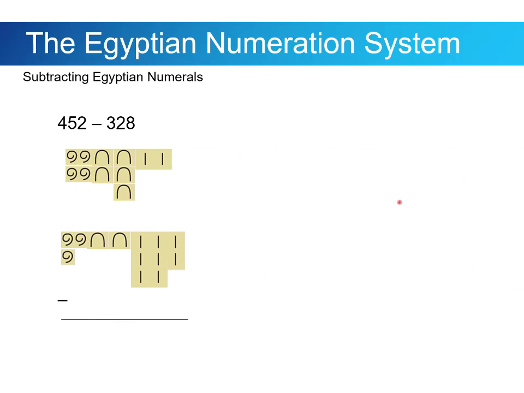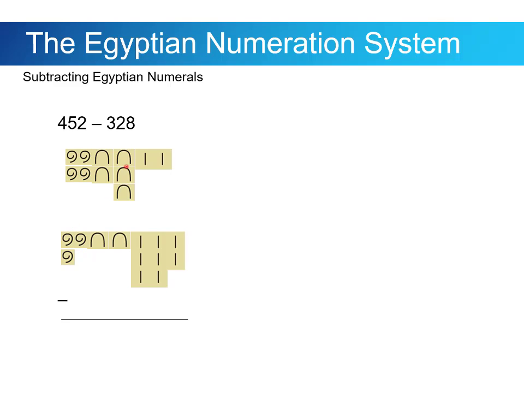What about subtracting? Say I want 452 minus 328. Well, once again, I write 452 on top, 328 on the bottom, and I think about taking away. I start with 4 scrolls, and I need to take away 3. Okay, I can do that. I can have 4 and take away 3.